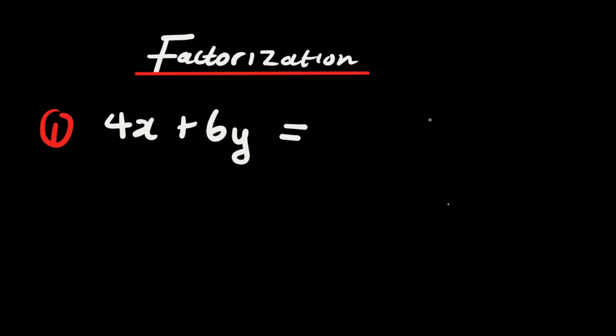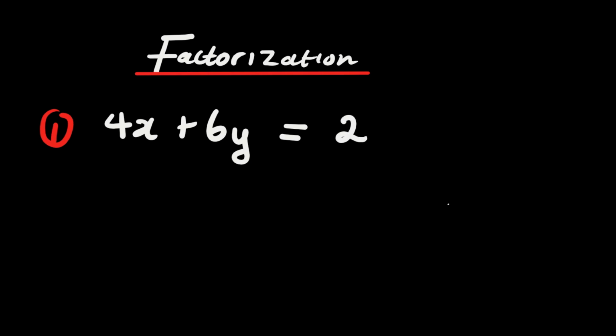And the number is not 4. 4 divided by 4 is 1, but 6 divided by 4 leaves a remainder. And it is not 6. 4 divided by 6 leaves a remainder, though 6 divided by 6 is 1. So we need to find a number that leaves no remainder when we divide 4, and no remainder when we divide 6. That is how we find our common factor in this case. That number is 2.